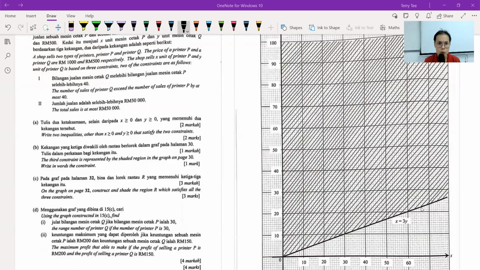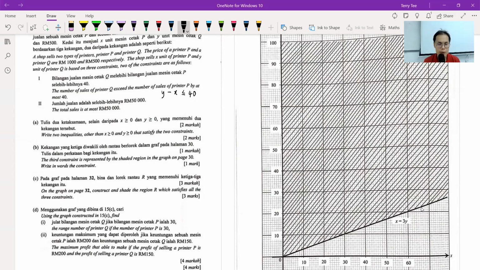So the first part, Roman 1: the sales of printer Q exceeds the sales of printer P by at most 40. The number of printer Q is y, printer P is x. When I say y exceeds x, we say y minus x. If it's exactly 40, we write equals 40. When we say at most 40, we have to write less than or equal to 40. Maximum is 40, right? If it's at least, then we put greater than or equal to. At most, less than or equal to. One is minimum, one is maximum.